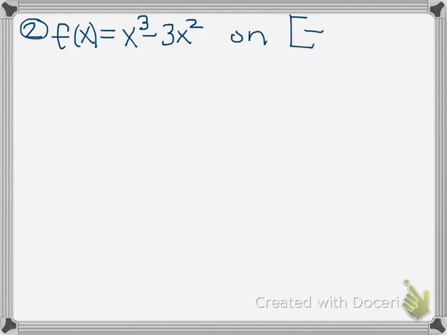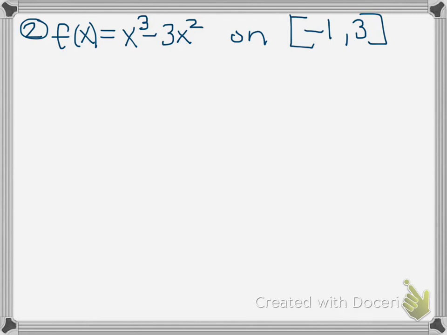Alrighty. This one is f of x equals x cubed minus 3x squared. Alright, so here we go. We're going to tackle this guy again. Oh, I got to give you the interval. Yikes, I forgot the interval. Hold on. On the closed interval from -1 to 3. There we go. Same directions apply. I want you to find the absolute or global extrema.